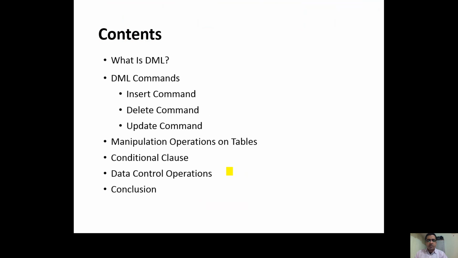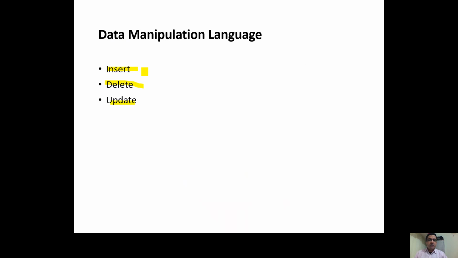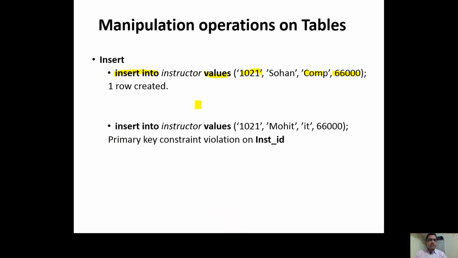So these are the contents. What is DML? DML is the language used to perform operations on data. New data can be inserted into the table, unnecessary data can be deleted, or specific data can be modified. Data manipulation language consists of three commands, that is insert, delete and update. Right? So let us see the manipulation operations on the table.